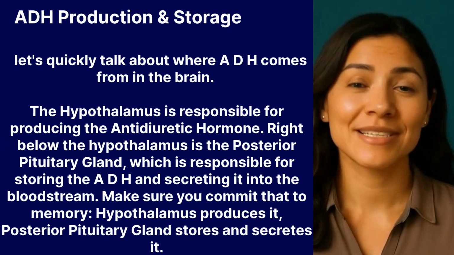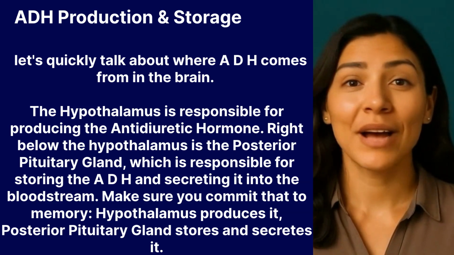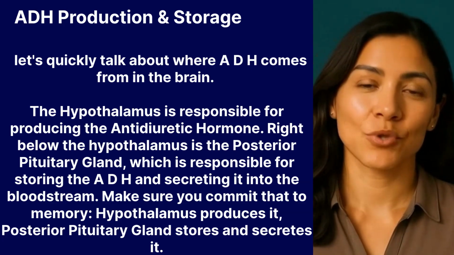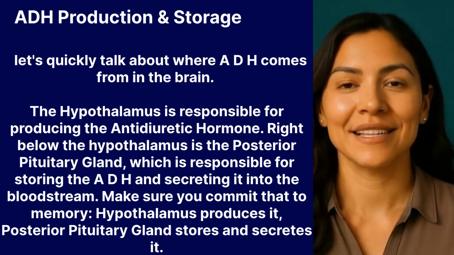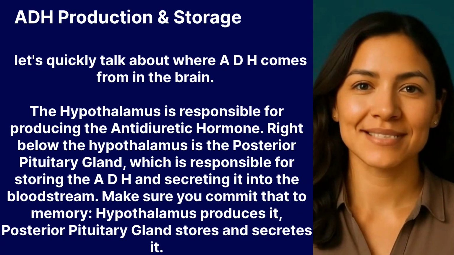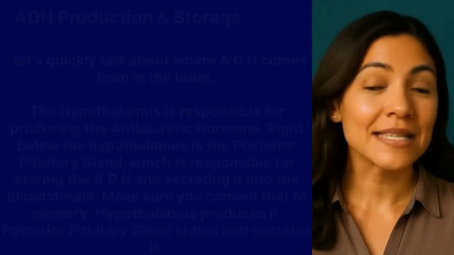The hypothalamus is responsible for producing the antidiuretic hormone. Right below the hypothalamus is the posterior pituitary gland, which is responsible for storing the ADH and secreting it into the bloodstream. Make sure you commit that to memory. Hypothalamus produces it, posterior pituitary gland stores and secretes it.